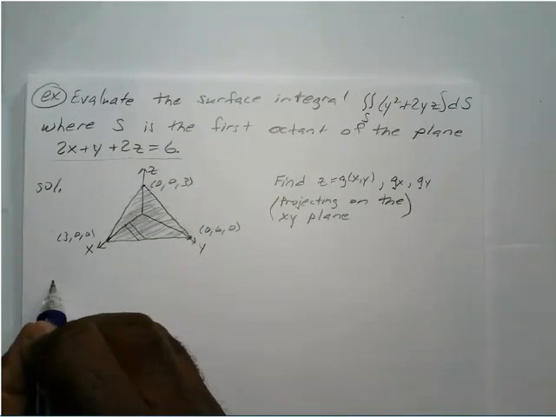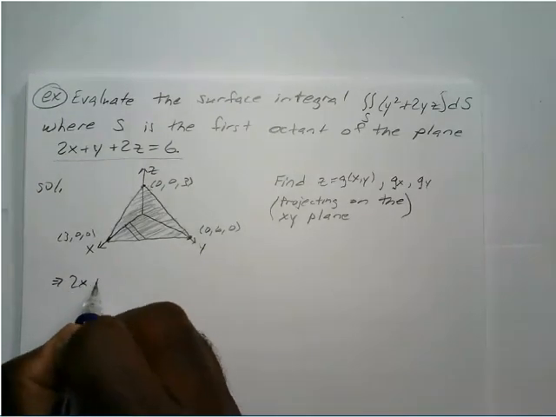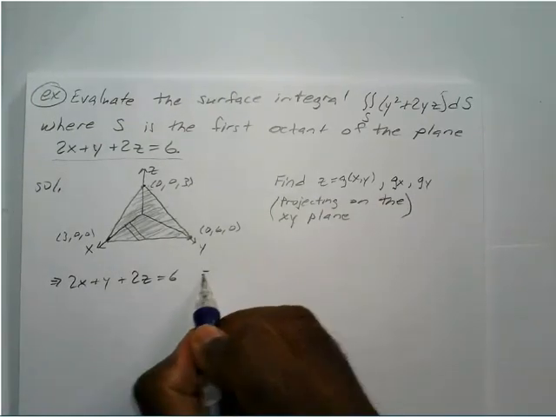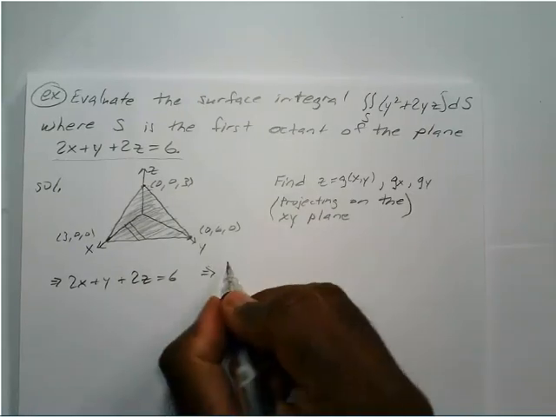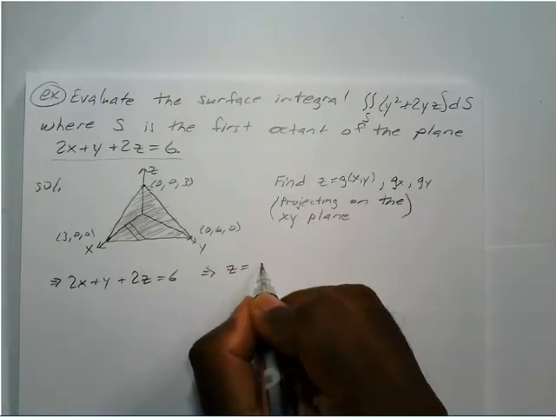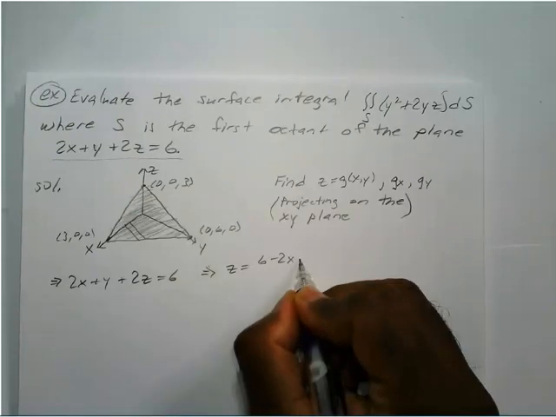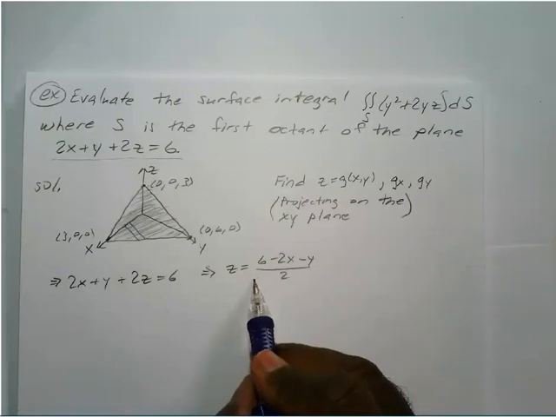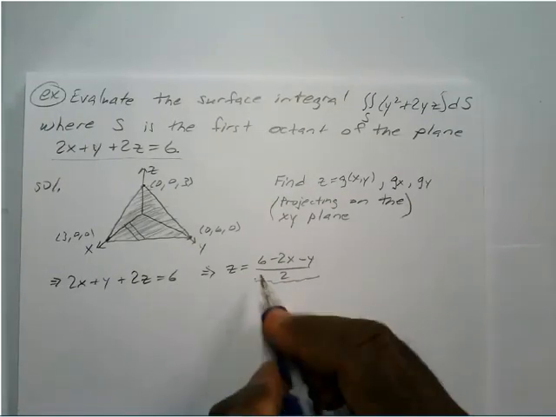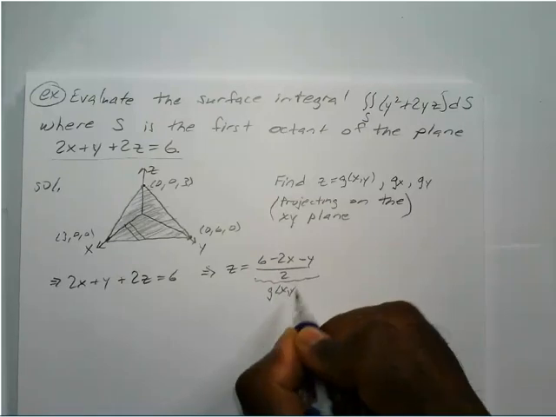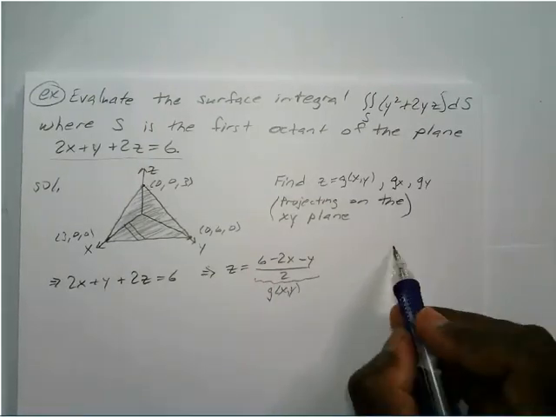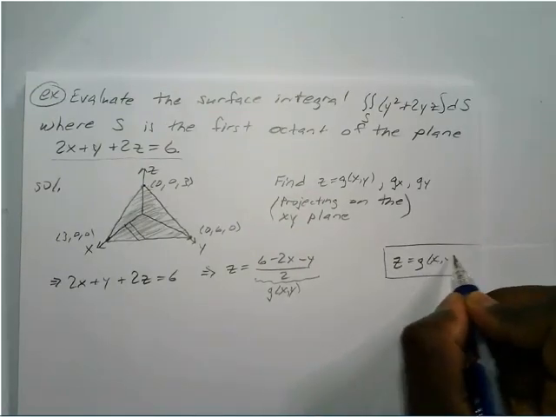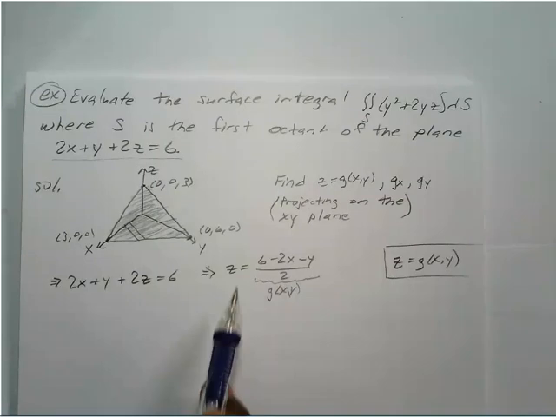All right, so we have 2x plus y plus 2z equals 6. Now solving for z, that gives us z equals (6 minus 2x minus y) over 2, which means this part right here is our g of xy. Because remember, z is equal to g of xy when we're looking on the xy plane, so we just solve for z.